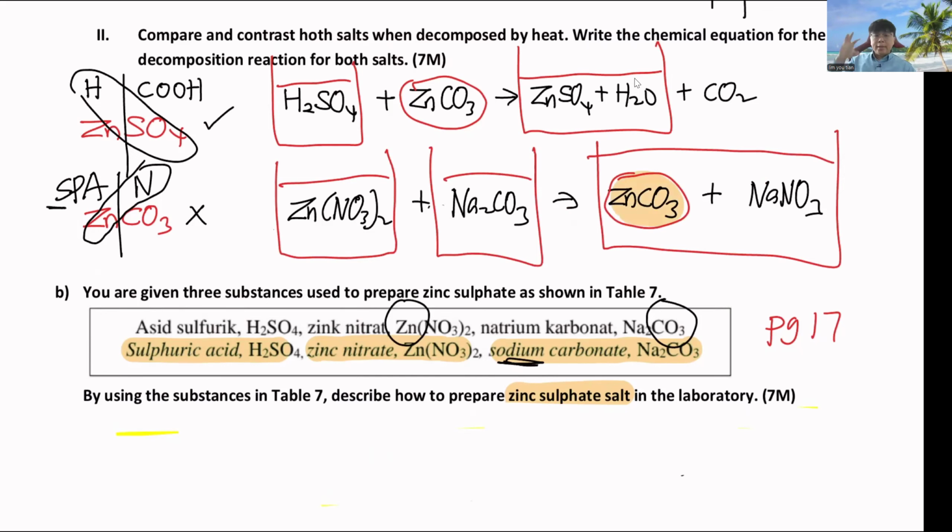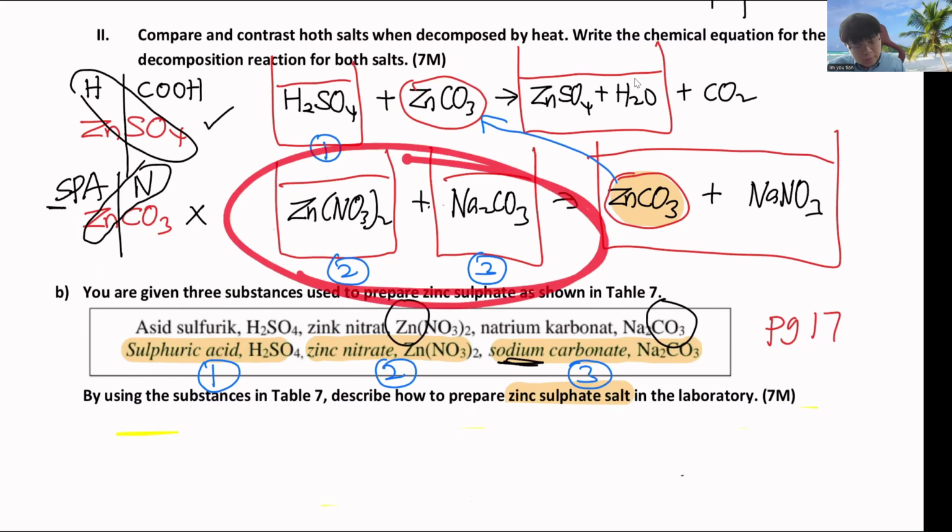Okay, so the idea is this. We have three chemicals involved. Chemical 1, chemical 2, chemical 3. So first step, you take chemical 2 and chemical 3 to get your zinc carbonate. Then take your zinc carbonate here, react with chemical 1. Okay, so you write the steps up. So you start with chemical 2, these two first.